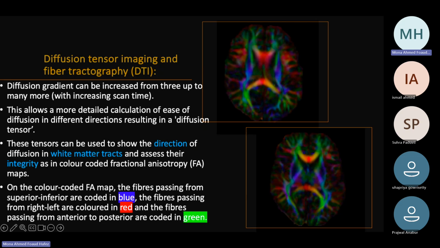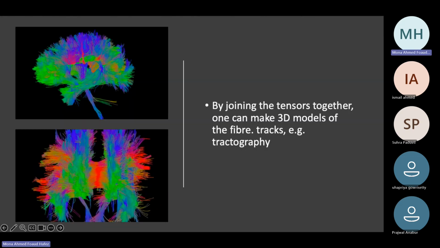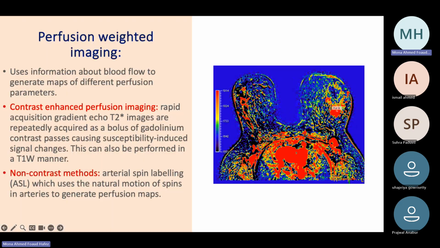Fibers passing from right to left are colored red as commissural fibers; the corpus callosum is the main commissural fiber in the brain. Fibers passing from anterior to posterior are coded green, which are association fibers. By joining these tensors together, we make a 3D model of the fibers called tractography.